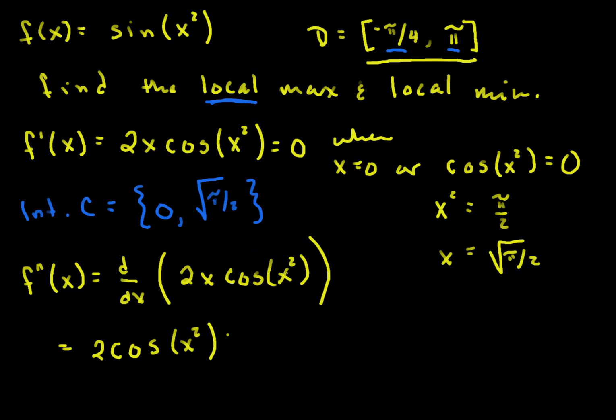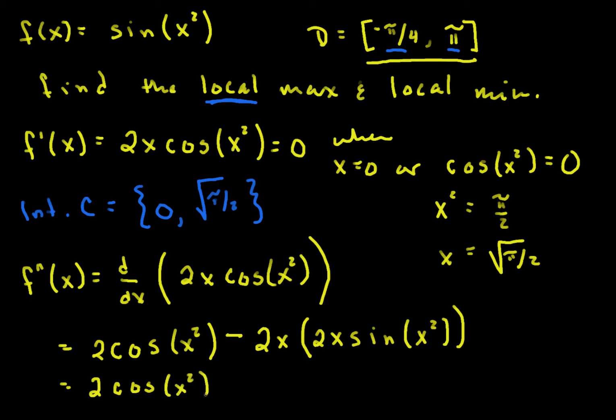Well, the derivative of cosine I know is a negative, so I'm going to already put that. So this is a negative 2x times, well, I get another 2x from the interior, and then a sine of x squared. Or clean this up a little bit if you like. This is 2 cosine of x squared minus 4x squared sine of x squared.